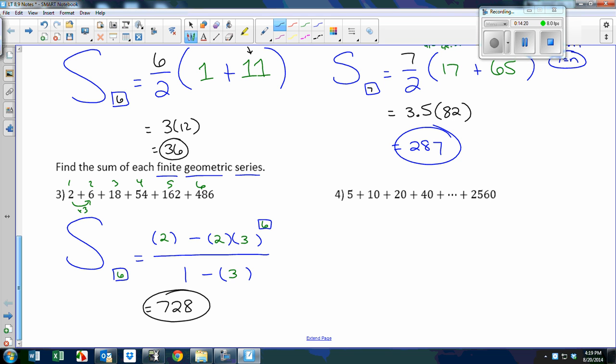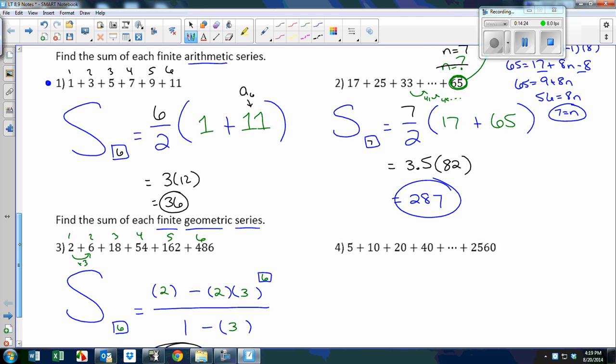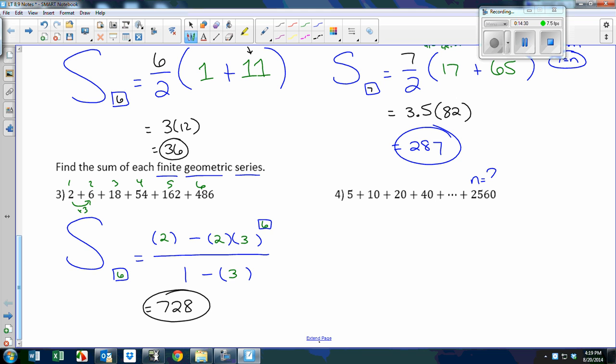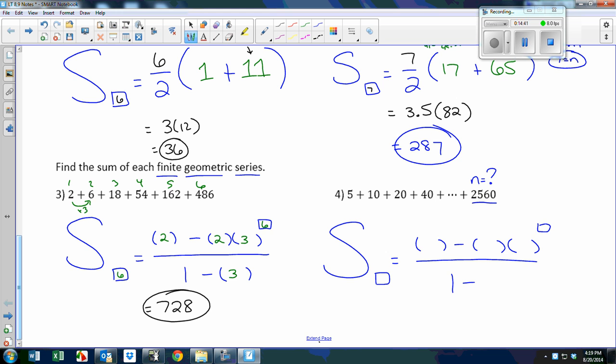All right, last one. Number 4 brings up a similar issue that we had when we did number 2, because we're not going to know what the n is right here. That goes with 2560. But we'll start anyway. S sub blank equals big fraction, blank minus blank times blank to the power of something over 1 minus blank.